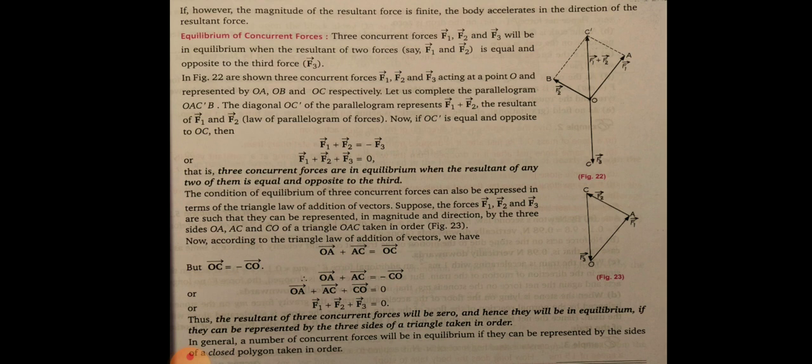See the diagram carefully. Resultant of forces F1 and F2 is F1 plus F2, given by vector OC dash, while third force F3 is given by vector OC. They are in opposite directions and these forces are in equilibrium. So resultant of these forces should be 0. So F1 plus F2 plus F3 is equal to 0.